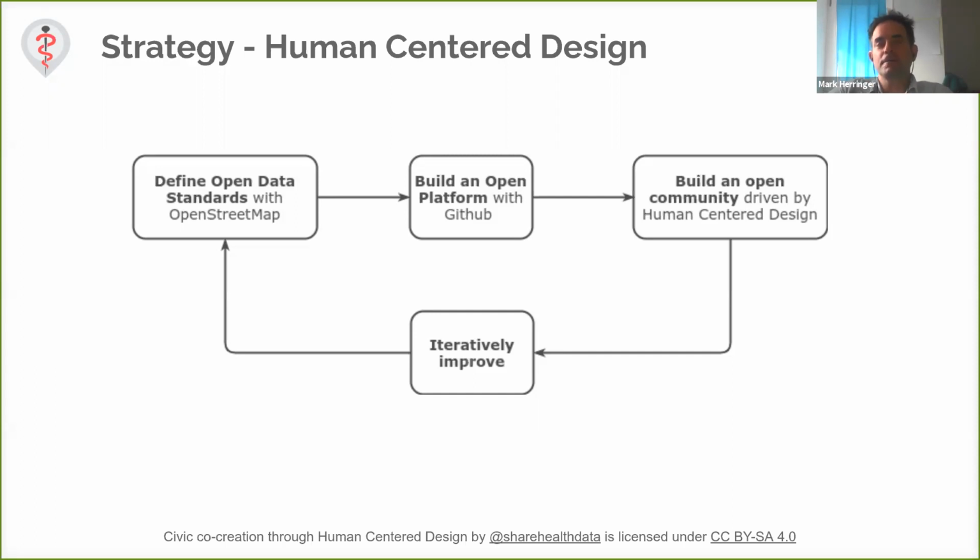Okay, so this is the strategy that we're taking. We're defining an open data standard with OpenStreetMap, which is a vibrant community of citizen science activists, and that data then is being published through our front end, which is an open source platform hosted on GitHub. And then we're looking to drive the development of the data, as I was saying earlier, with human-centered design, and to improve those numbers iteratively.